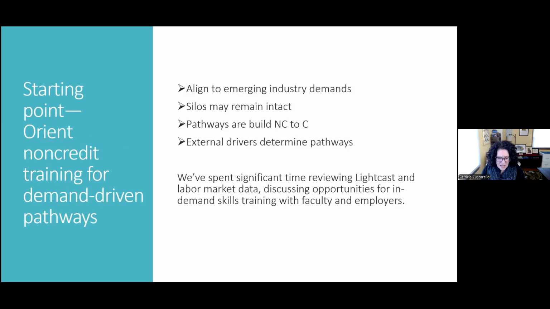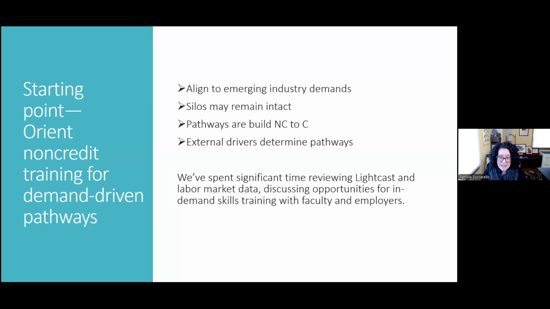And then the flip side, or the companion to this, is orienting non-credit training for demand-driven pathways. So making sure that whatever we are developing aligns to emerging industry demands. In this version, the silos can remain intact, but you're still building that pathway using labor market data, employer-driven wishes, basically, and thinking about what are the skills that students need in order to be immediately employable.